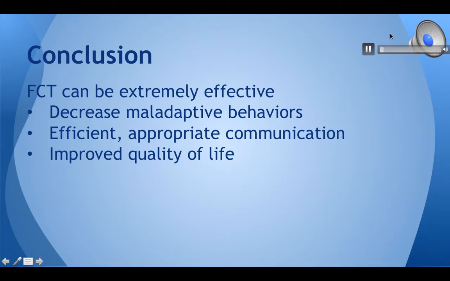In conclusion, FCT can be extremely effective in reducing problematic behaviors and increasing behaviors that work to communicate a child's wants and needs more efficiently and appropriately. In this way, the child receives great benefits in learning a better means of communication. This, in turn, works to improve not only the child's quality of life, but also the quality of life of the child's teachers, parents, and others involved in the child's life.